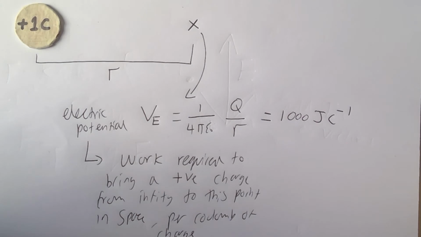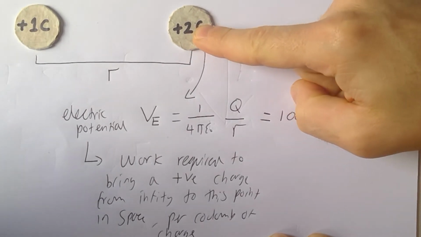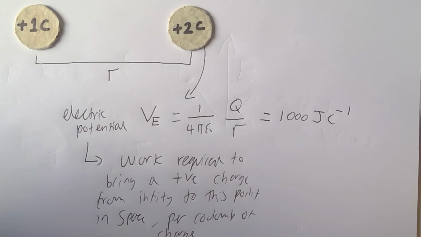So that's what we mean by electric potential. How much work would be required to bring a positive 1 coulomb charge from infinity to that point in space? Now let's just think about this positive 2 coulombs again. I'm bringing it in from infinity and putting it there, and I would have done 2000 joules of work to do that. Well, now there must be 2000 joules of potential energy stored there.